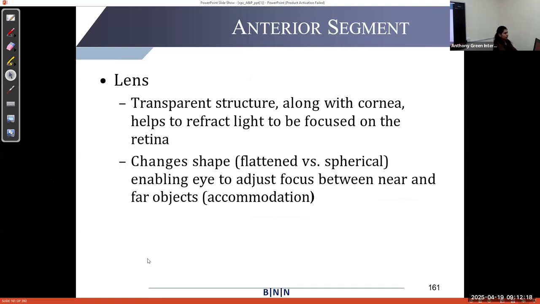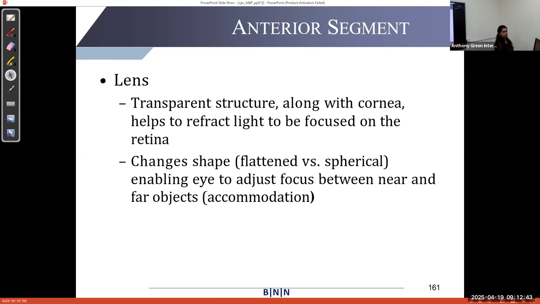Then the lens, very important. What is the function of the lens? Yes, refraction. It captures light and passes the message on to the optic nerve, to the retina, and from the retina to the brain. So it is a transparent structure, along with the cornea, which helps refract light to be focused on the retina.